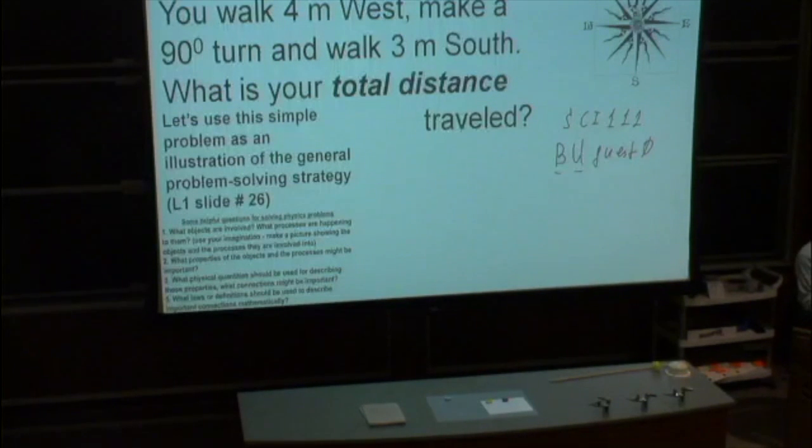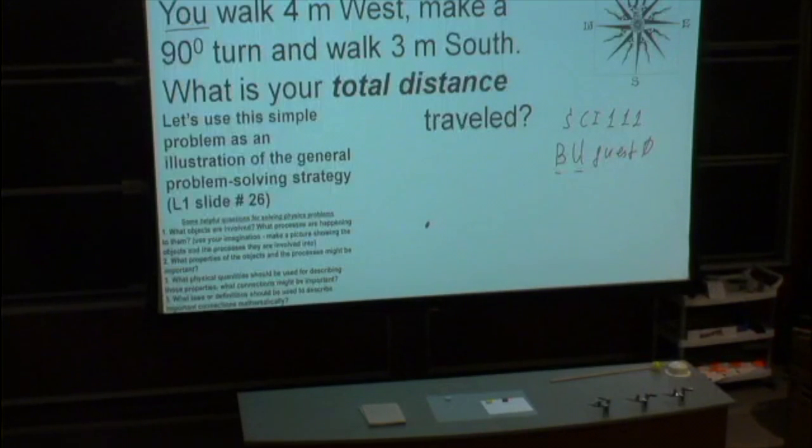All right. So, well, this is what this problem is about. How we use the general steps for solving any problem in physics. What objects are involved? Well, the object is you. Well, we can draw a person, or does it matter how tall or how short the person is? Name, age? No, it is just an object.